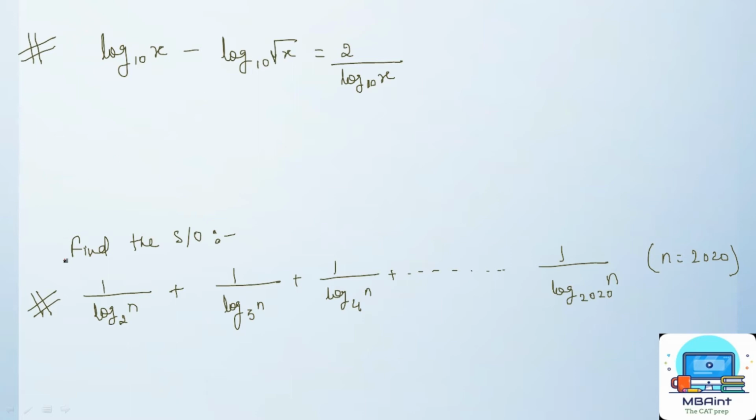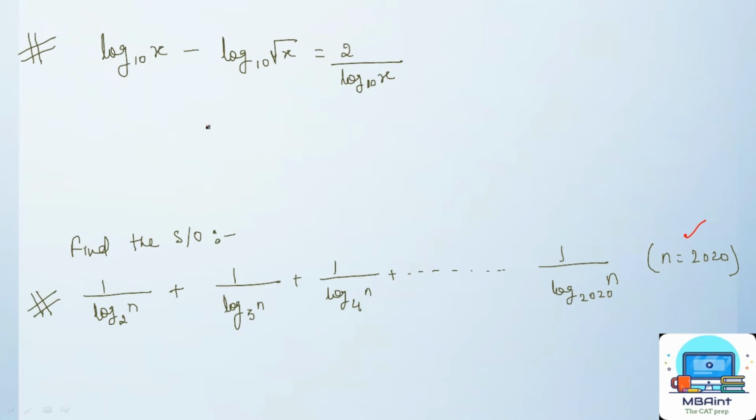Again, I'll read the next question for you as well. It says, find the sum of 1 upon log base 2 of n, similarly base is 3 here, similarly base is 4, and all the values are n, and it goes on till 2020. And here the value of n is 2020 as well. So again, pause the video and try both the questions first and then watch the solution for the better outcome.